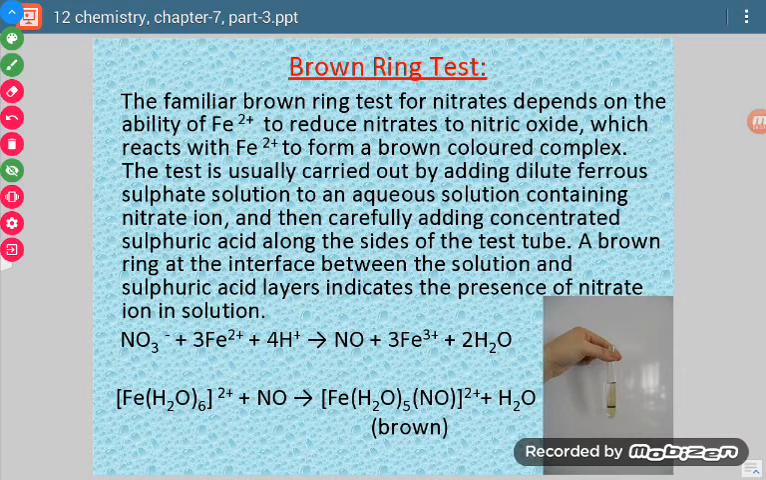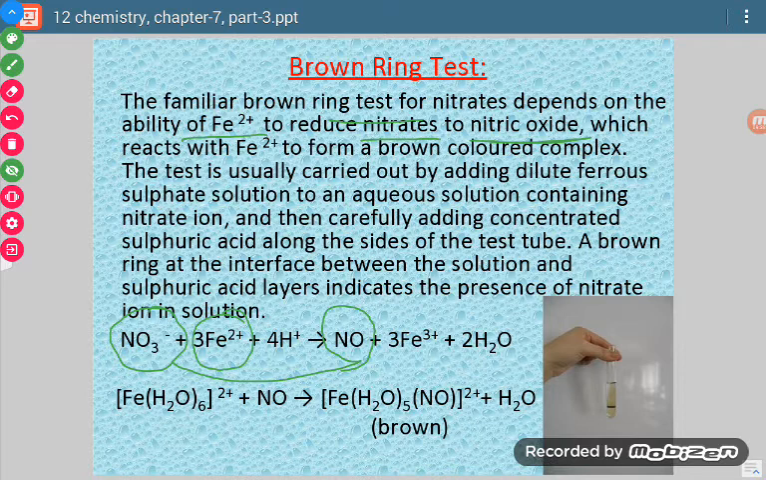Okay, now see, this test depends on the ability of ferrous ion, Fe2 positive is ferrous, the ability of ferrous ion to reduce nitrates into nitric oxide. So the basic thing is that ferrous ions reduce nitrate ion into nitric oxide. Because of this capability, this test is possible.